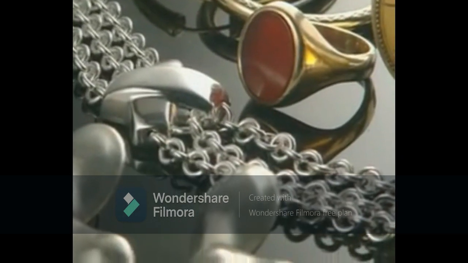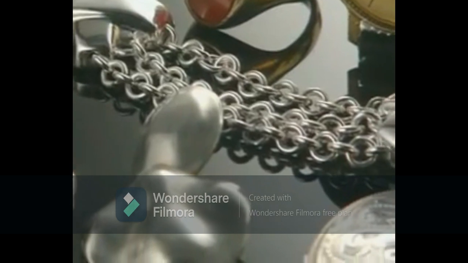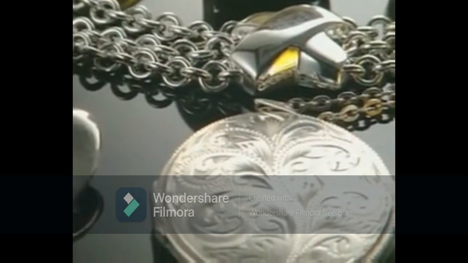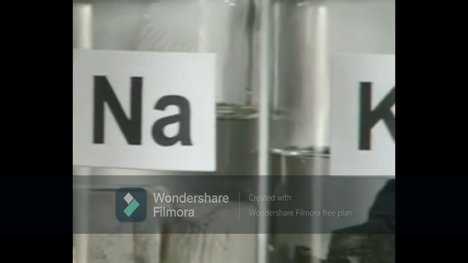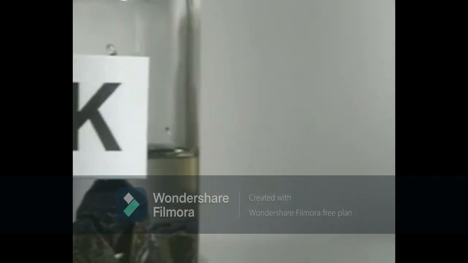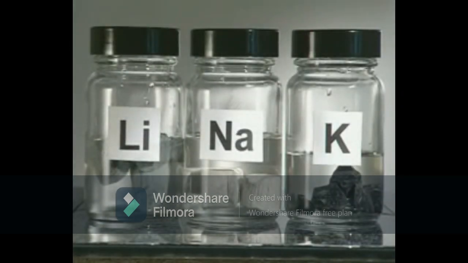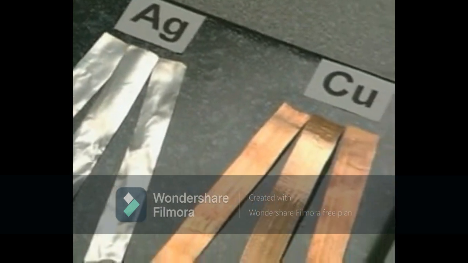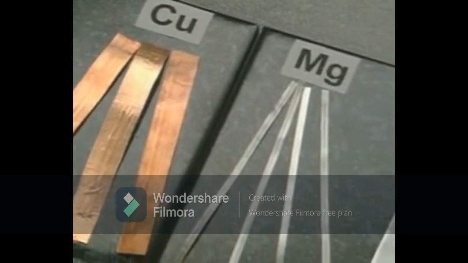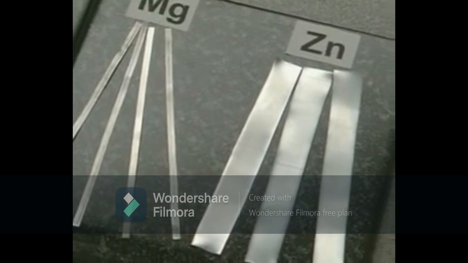Precious metals like silver and gold are unreactive. This makes them ideal for making jewellery and ornaments. At the other end of the spectrum, metals like lithium, sodium and potassium are so reactive they can be dangerous. But there's a wide range of metals in between, and seeing how they behave in different solutions can help put them in order of reactivity.